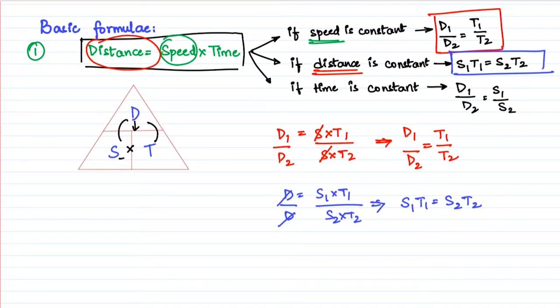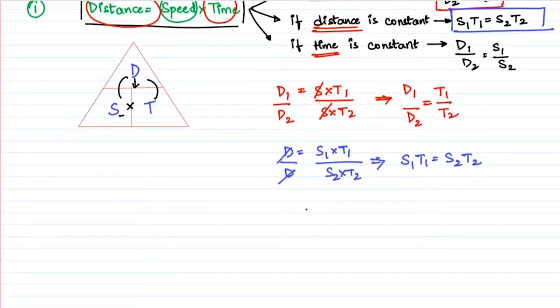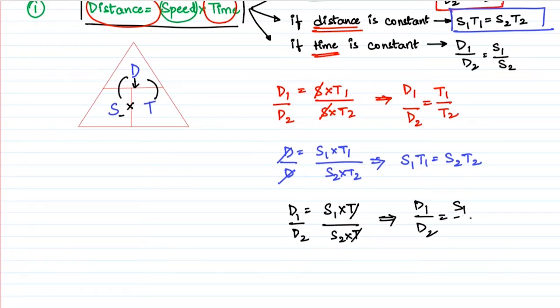Now the third relation, when the time is constant. When the time is constant, you can see that this part is constant. So from here we can write d1 is equal to s1 into t divided by d2 is equal to s2 into t, and the t and t get cancelled. From here we get d1 by d2 is equal to s1 by s2.